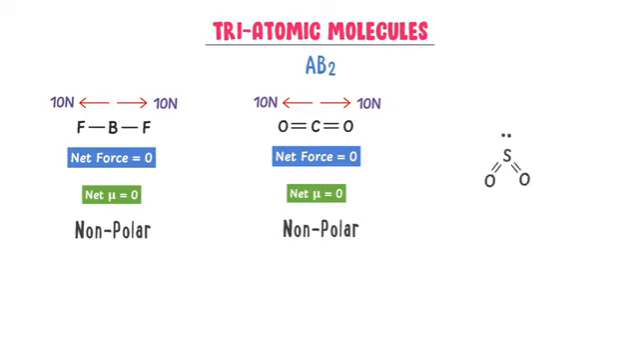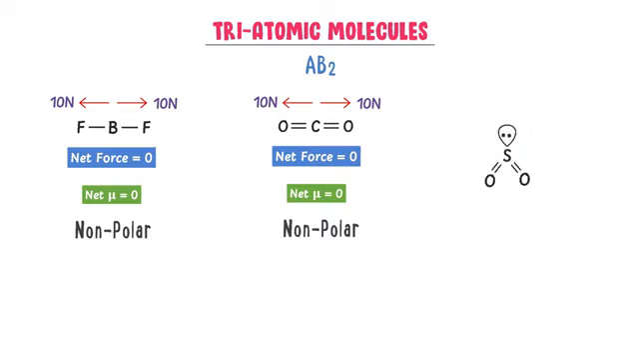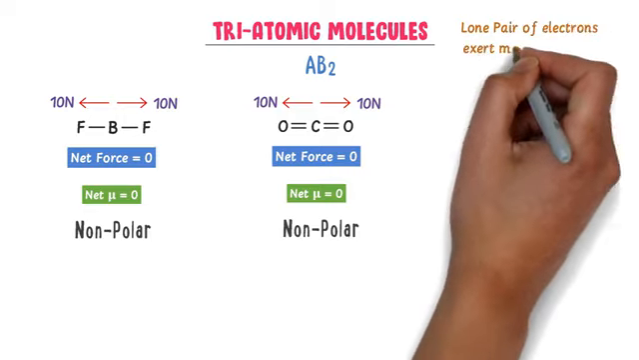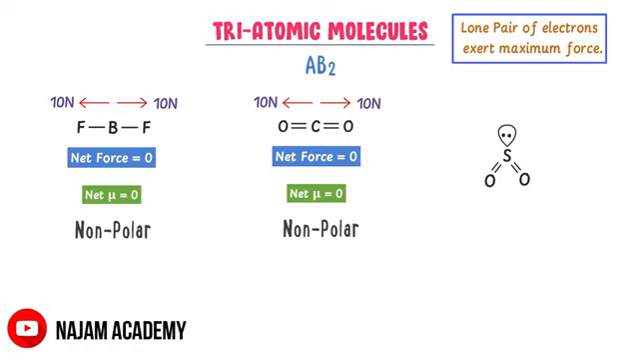Thirdly, consider sulfur dioxide and its structure. There are two atoms of oxygen and there is one lone pair of electrons present on sulfur atom. Or we can say that there is one lone pair present on central atom. Remember that lone pair of electrons exert highest force in the molecule. Let me repeat this important point. Lone pair of electrons exert highest force in the molecule.